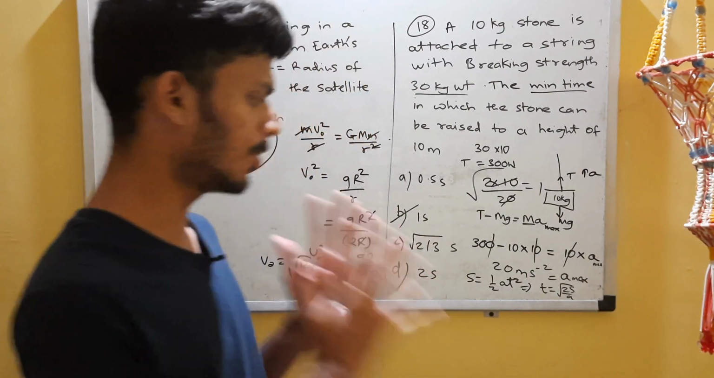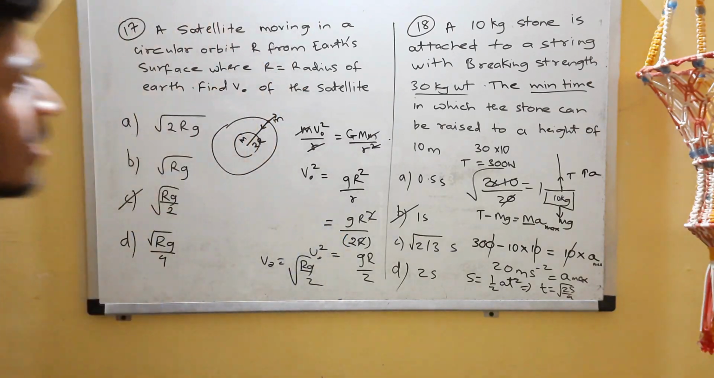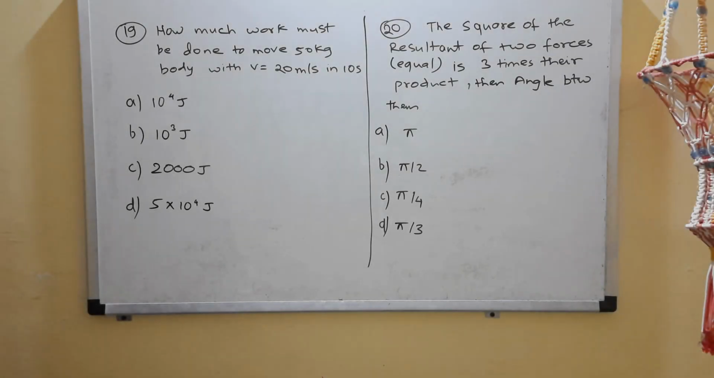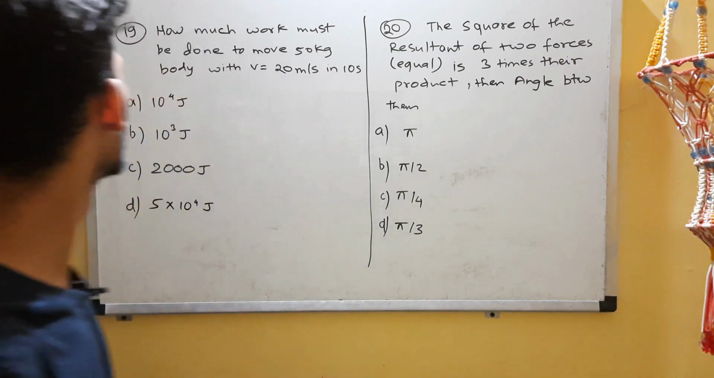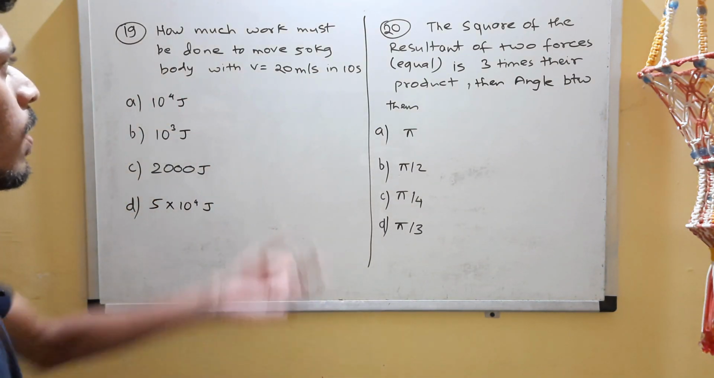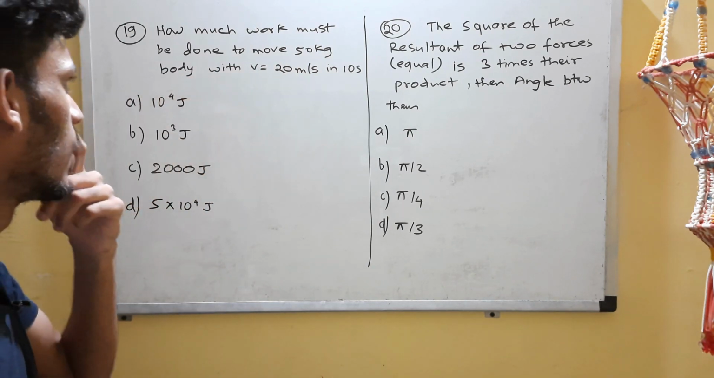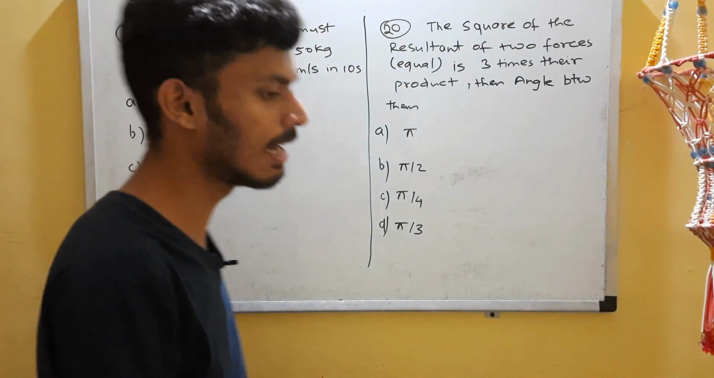Okay, so I think that was simple. Let's move to the next set of questions now. So question number 19 and 20. So question 19, how much work should be done to move a body of 50 kg mass with a velocity of 20 meters per second in 10 seconds.